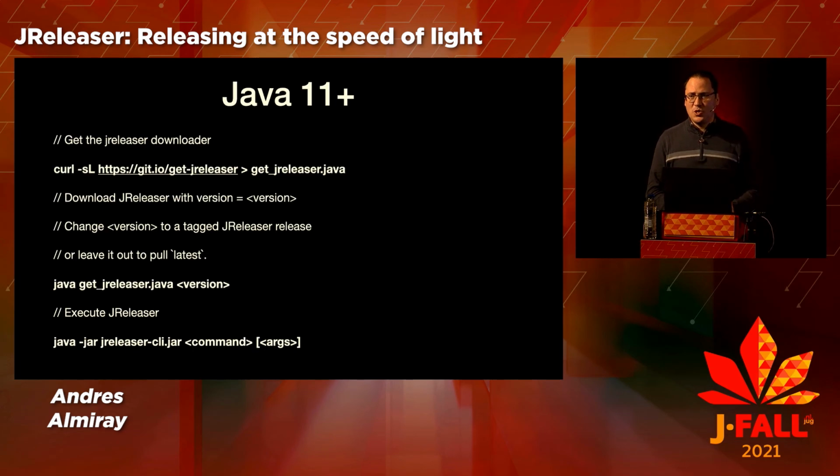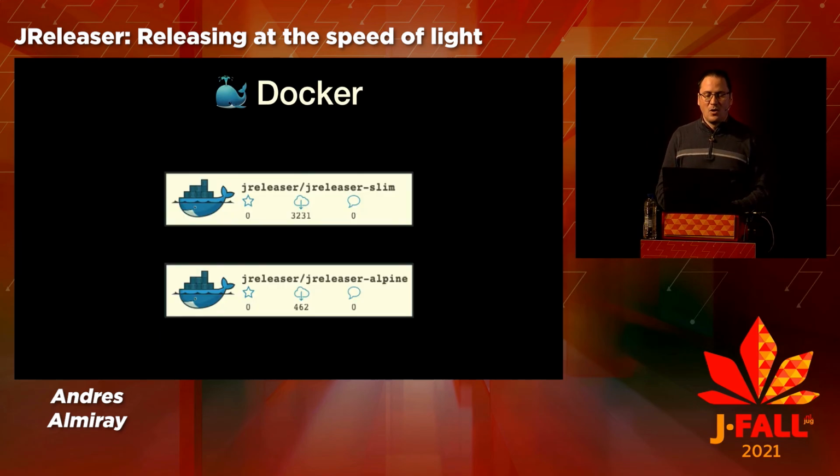You also have the choice to use a very simple Java source file as if it were a script. This particular source file will download a particular version of JReleaser on your computer. It's a single jar that needs Java 11 to run, and then just pass the parameters, and off you go. Or you can also run it from Docker, for which we provide two different images. One is, again, based on Ubuntu, and the other one is based on Linux Alpine.